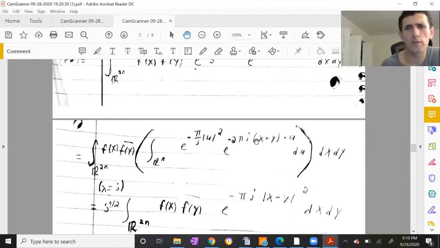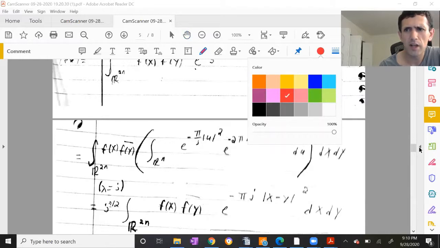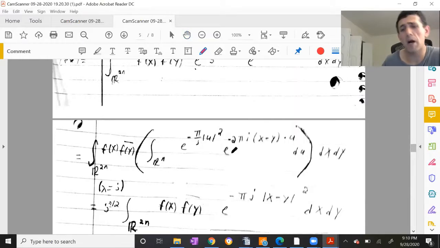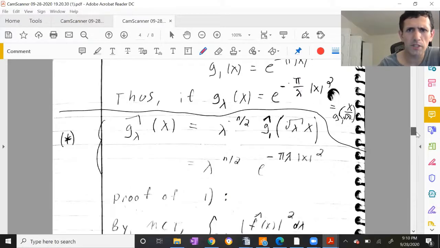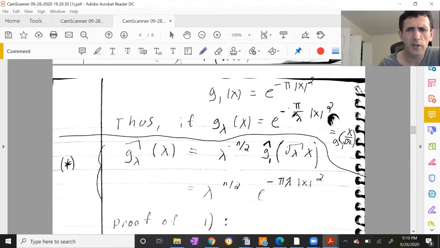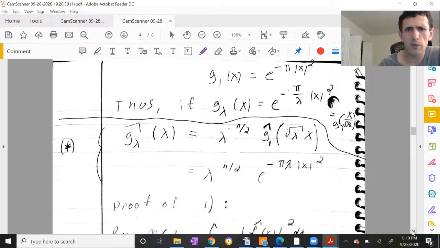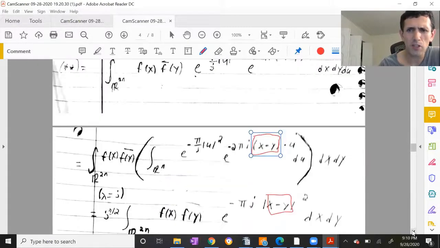But we're taking the Fourier transform, plugging in x minus y. And so it's e to the minus pi j modulus x minus y squared. So, right, this is the Fourier transform of this here with x minus y plugged in. So that's why it's an x minus y. Here, the Fourier transform of this is just with the x here.